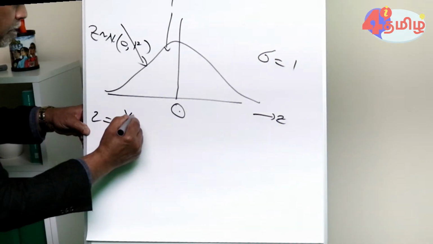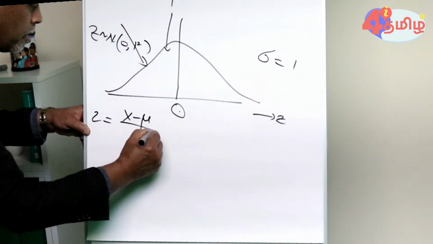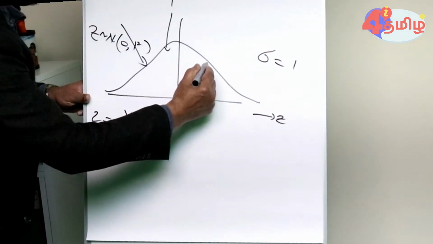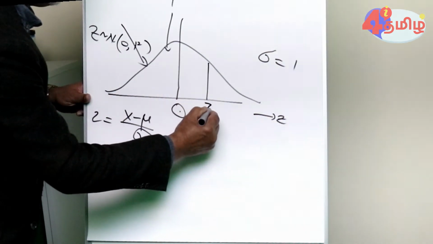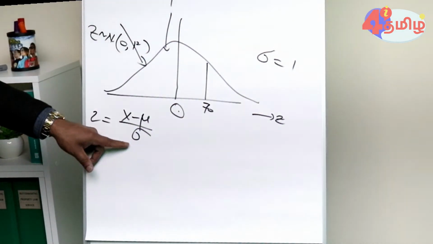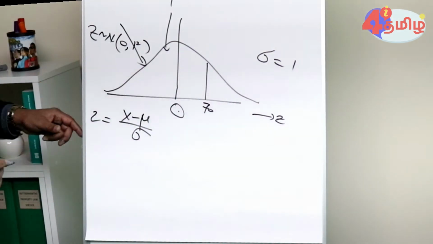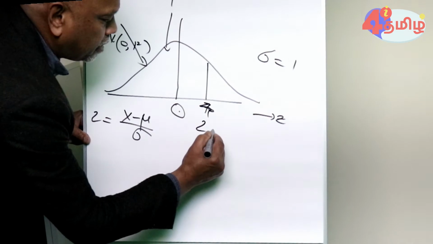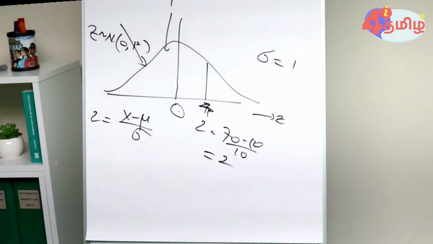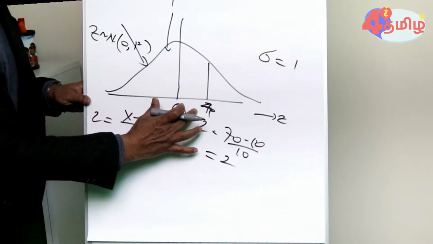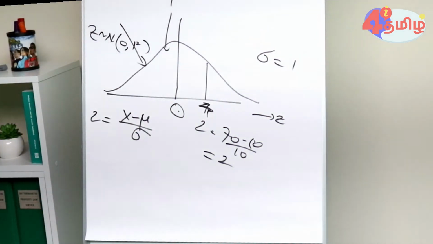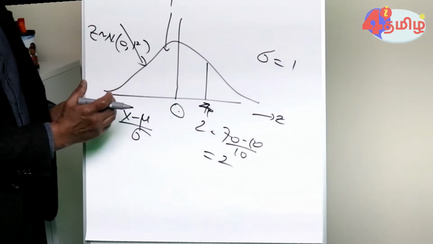What is it? This is x minus mu, whichever x value. So, for example, x is 70. So x is 70 minus 50, we know the mu, divided by standard deviation 10, gives you the z value. What is the z value for that? z equals 70 minus 50 divided by 10, that is equal to 2. In other words, 2 standard deviations to the right-hand side. So if you want to find out the area, it's easy to find out.